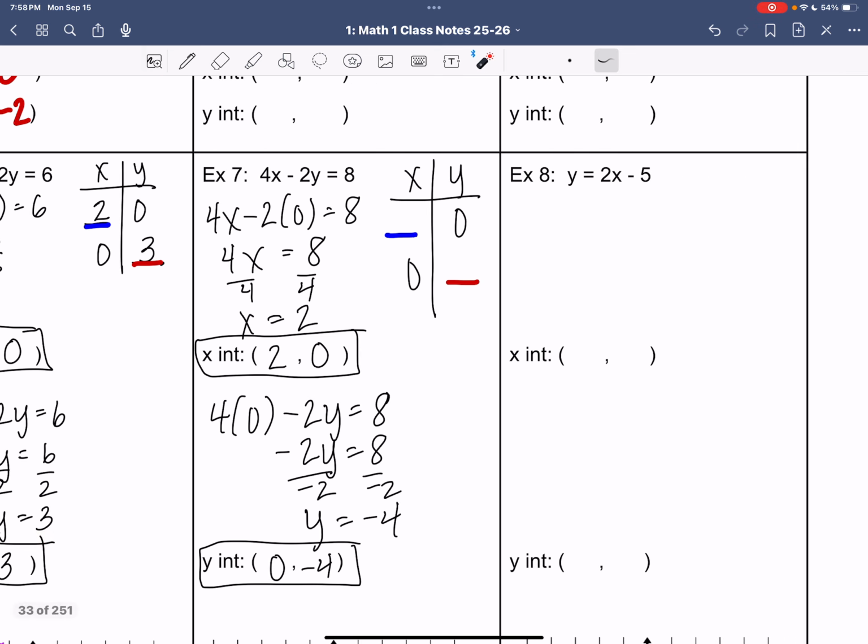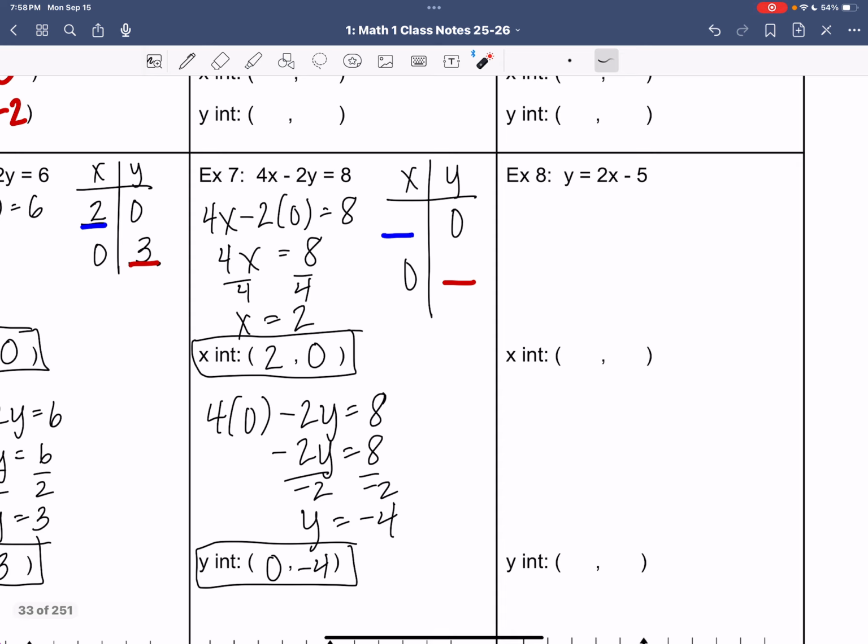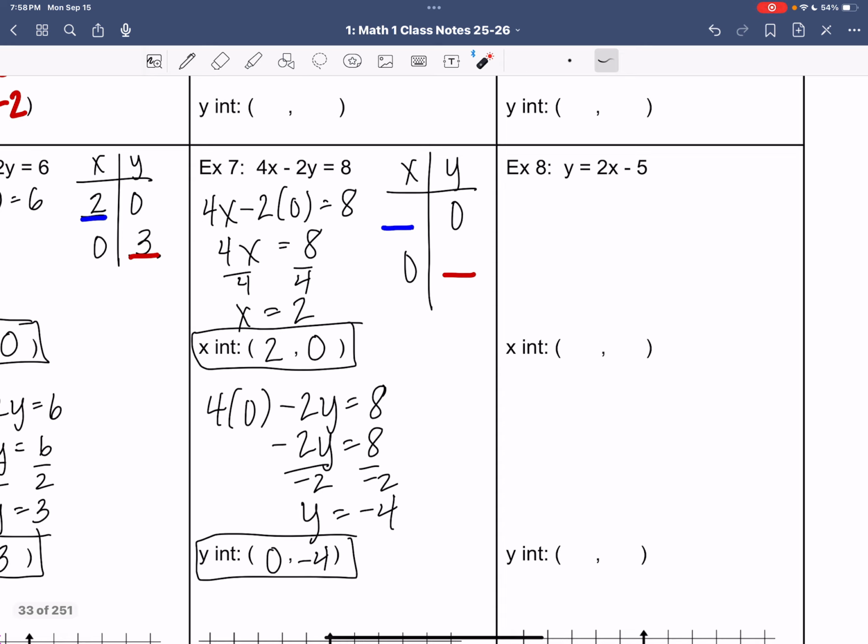So for number 7, same thing. If I'm looking for x, this is your x-intercept. You make y 0, which is what I did here. So 4x equals 8. Divide both sides by 4. x equals 2. And then like we said, since we made that 0, you have to put that there.